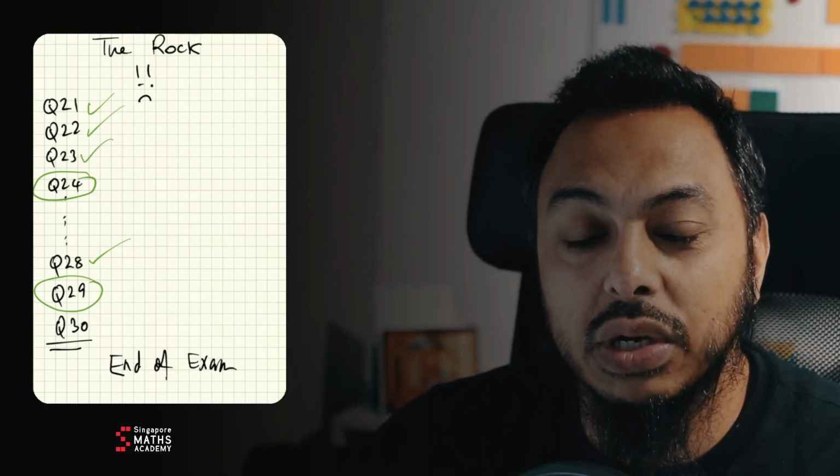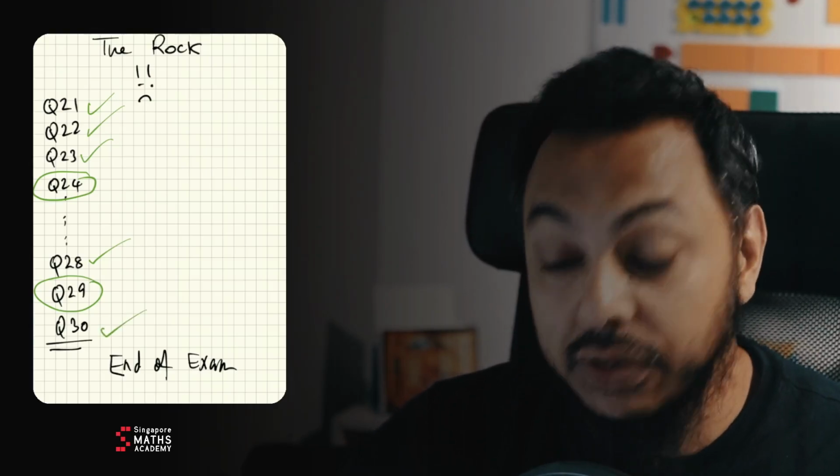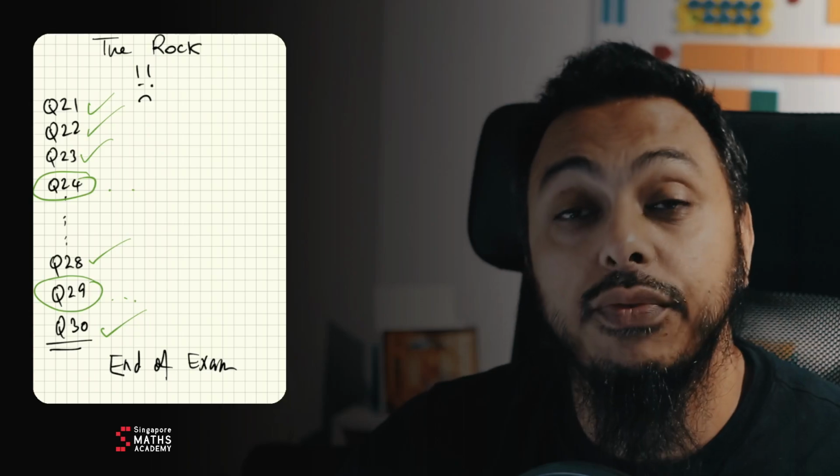Oh, 29 is a challenge. I'm not sure how to do that one. I've only got 5 minutes left. Should I spend all my time on this one? Maybe question 30 I can get a mark instead. So I'll go to 30. That one wasn't too bad. Now I've got 2 extra minutes. Now I can have an attempt at question 29 and 24.